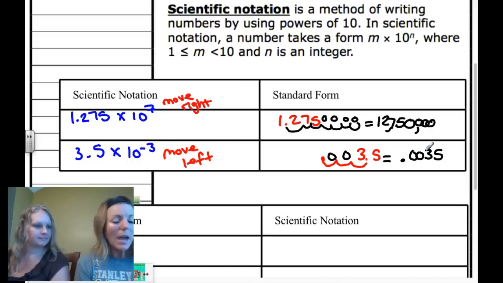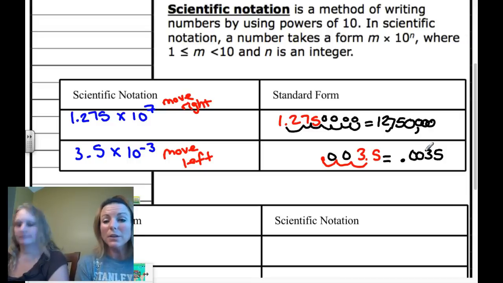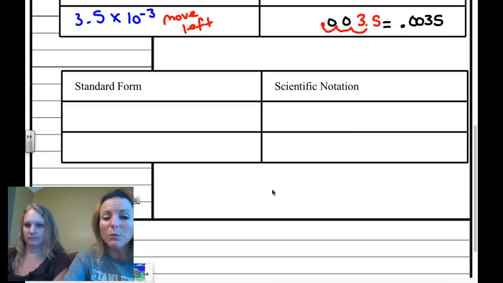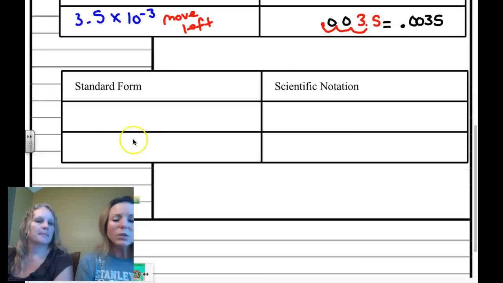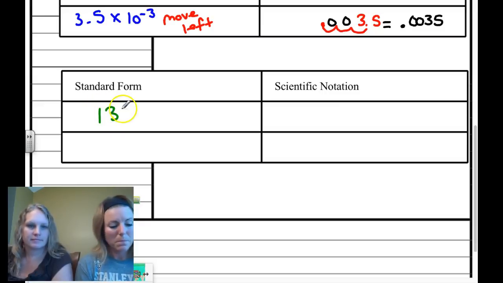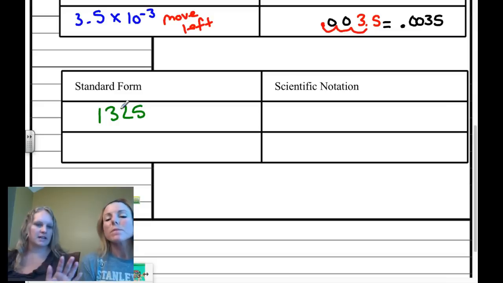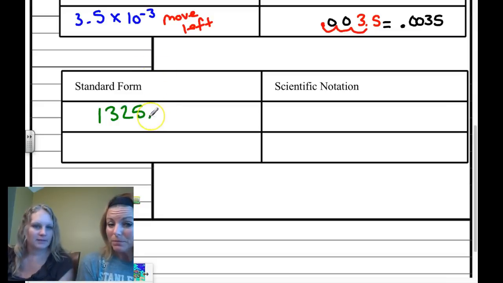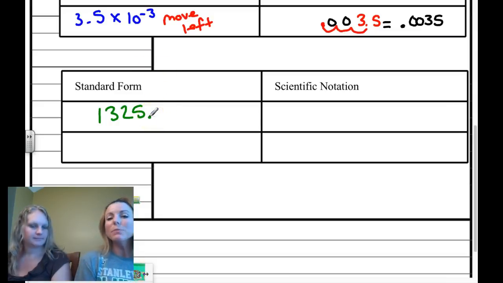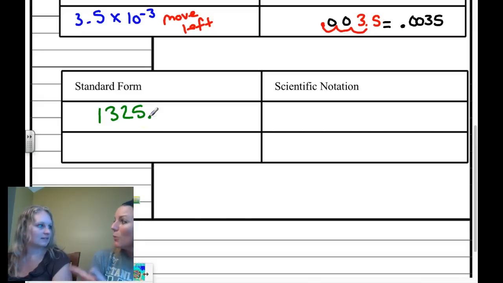All right. So now we went from scientific to standard. What if we switched it and we started with a standard number and moved to scientific? Let's just use 1,325. Where is the decimal right now if you never see a decimal? After the 5. If you don't see a decimal, it's at the end. So when you write something in scientific notation, what are you looking for? Where's the decimal going to end up?